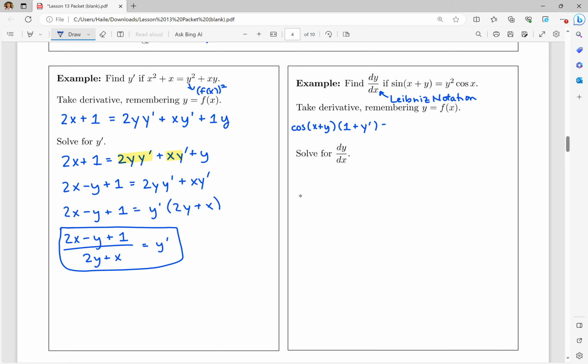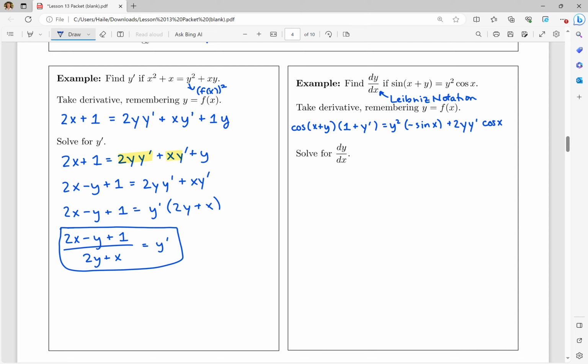And now I want to work on the right side. y squared times cosine x is going to be a product rule. So first I leave y squared the same, take the derivative of cosine, which is negative sine of x. And then I want to take the derivative of y squared, which is 2y, y prime. And then finally I want to leave cosine x the same. So that is my entire implicitly taken derivative.